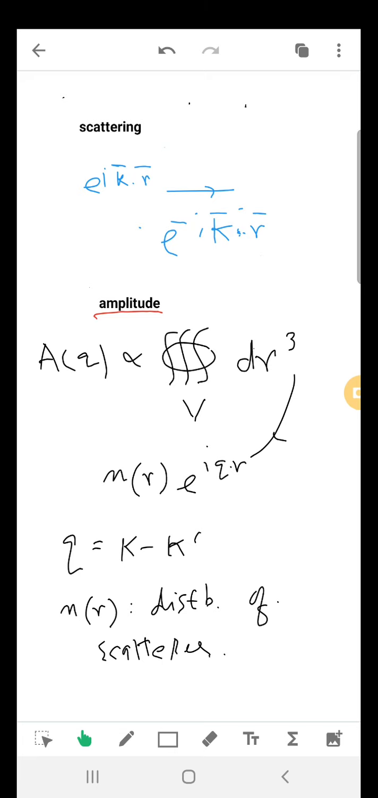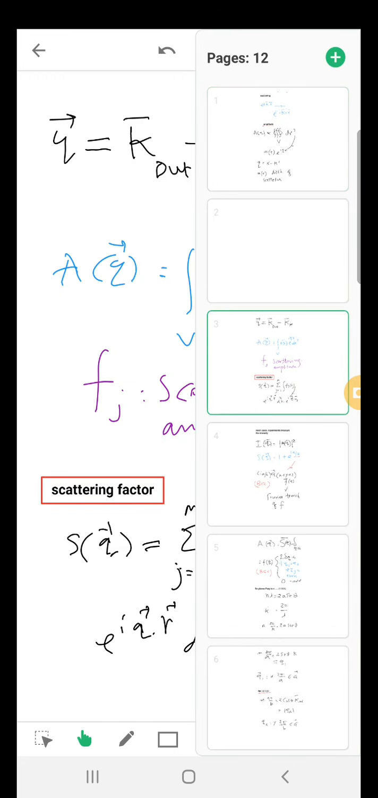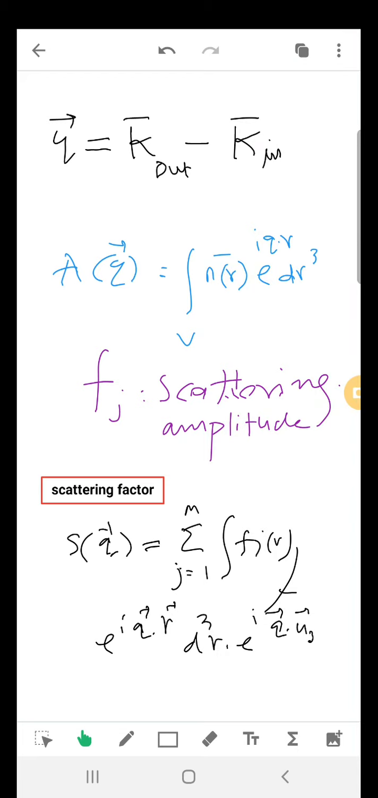In the case of scattering, if e to the power i k dot r is the incident radiation and e to the power minus i k' dot r is the outgoing radiation, then the scattering amplitude can be expressed in this fashion, where n(r) is the distribution of the scatterers and k is the scattering vector, which is the difference between k and k'. As we have seen, it is equal to k out minus k in, and this is the scattering amplitude.